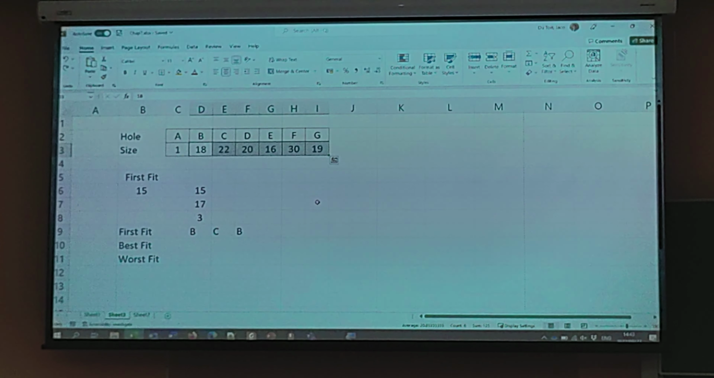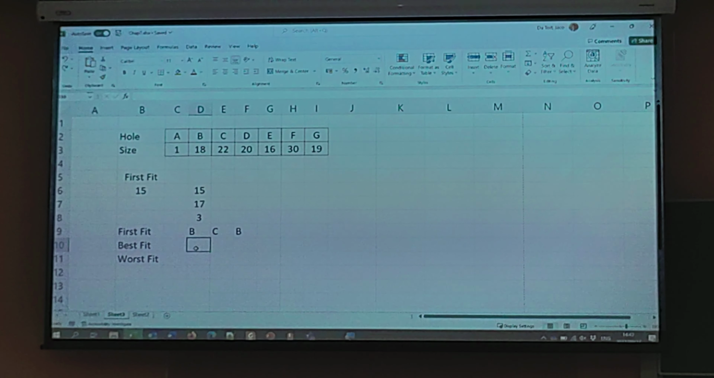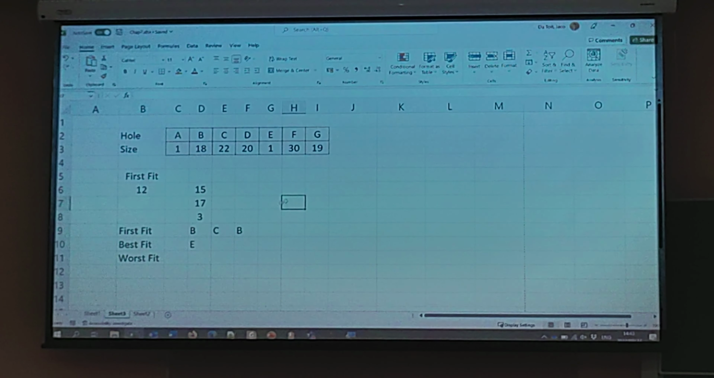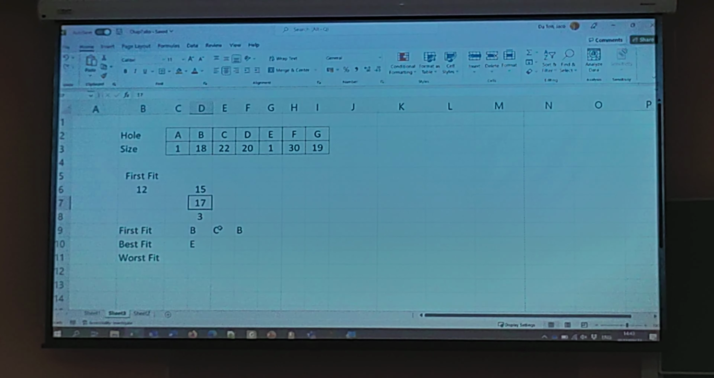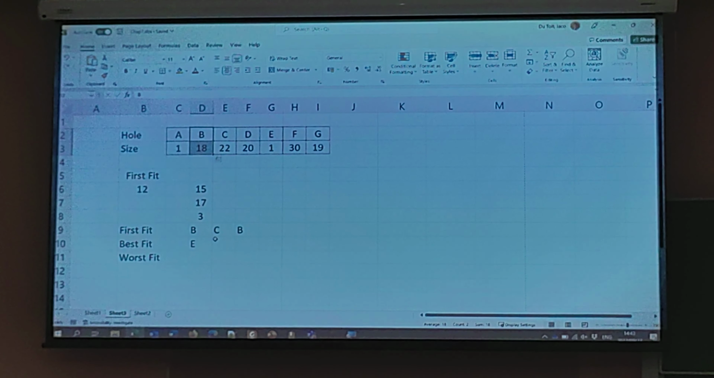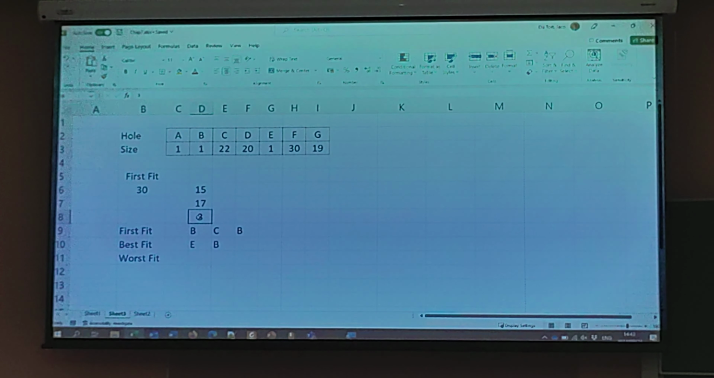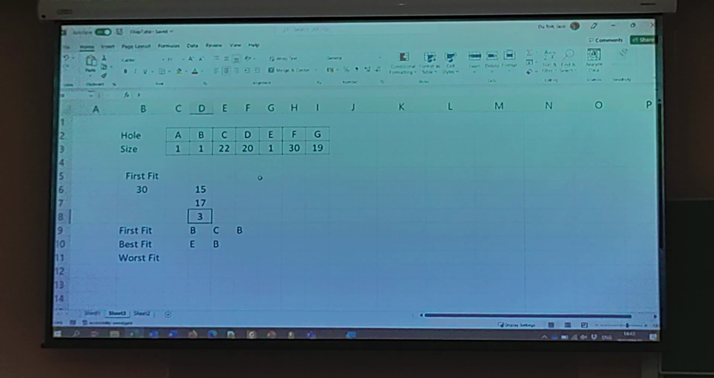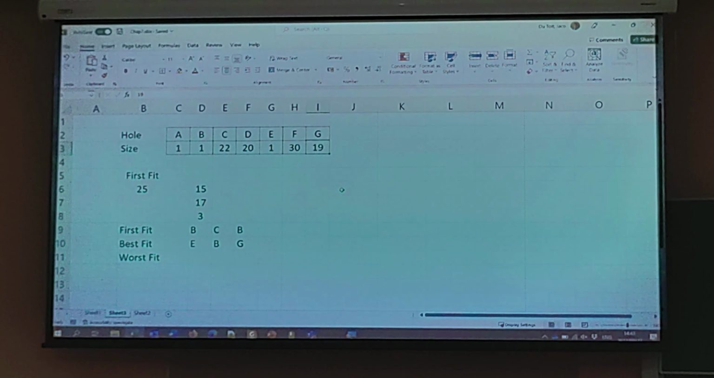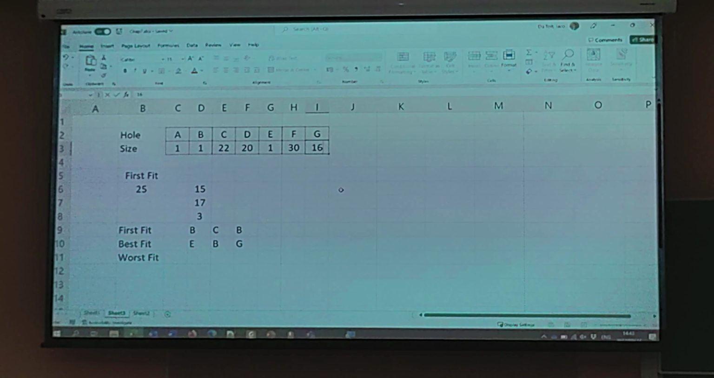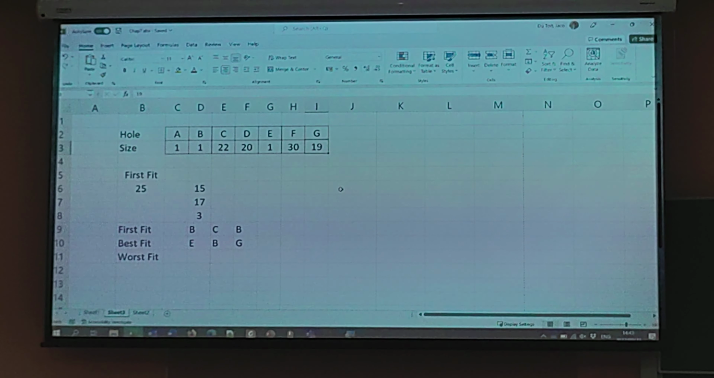In this case, it's E. Now we use E. What is left? 1. Next, 17. In this case, it's B. That means we've got 1 left there. Then 3. D. Probably G. And that is 16.